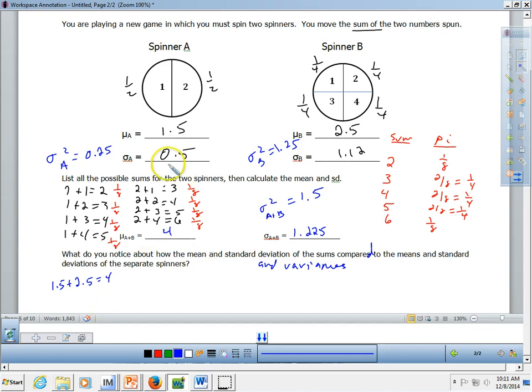Okay? Well, that's interesting enough. I wonder if that works for the standard deviations. 0.5 plus 1.12 is 1.62, which is not what we get down here. So it doesn't quite work like that. Look at the variances. The variance for A was 0.25, and the variance for B was 1.25. Look at the variance when we add the two together. You see it? It's 1.5. So apparently the adding deal here doesn't work for standard deviation, but it does work for the variances.